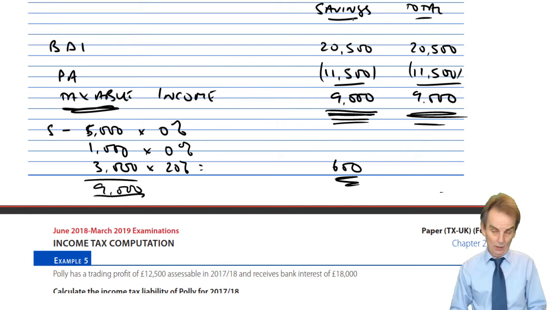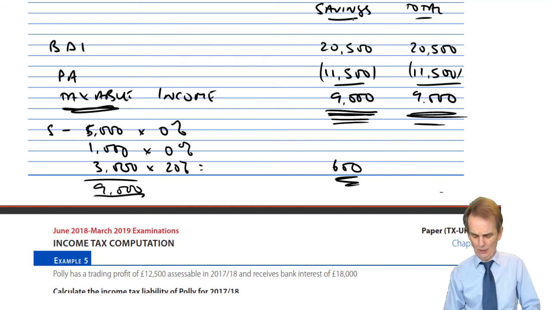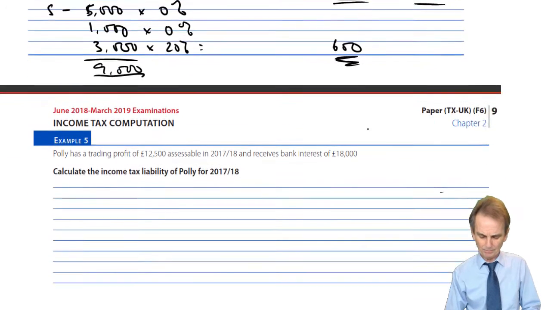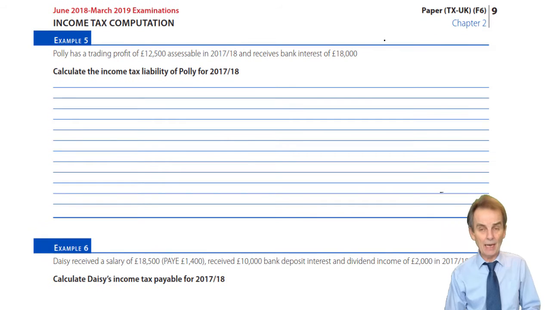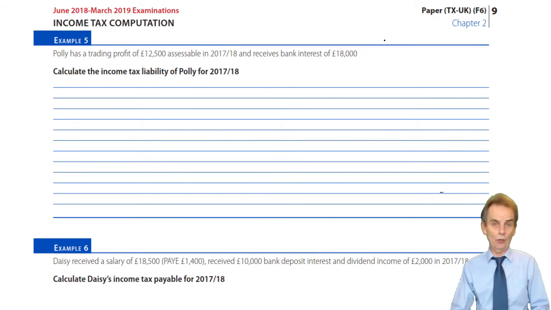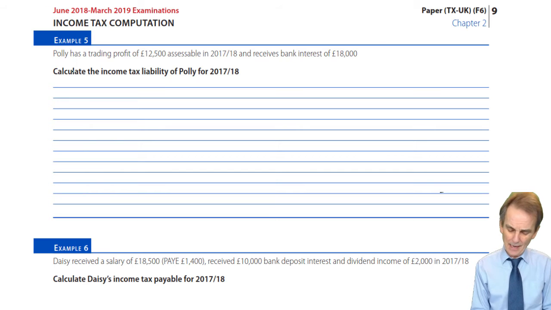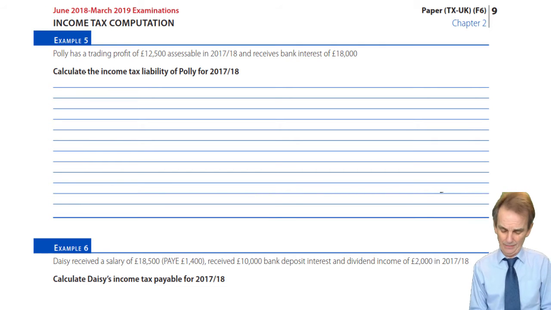So a nice simple calculation here where savings income was the only source of income. Now, of course, what we are more likely to see in any question that we face in the exam is that, again, we get a mix of both non-savings and savings. We may also, of course, get dividend income, but that awaits us in but a moment's time here. So what have we got now in terms of example 5?